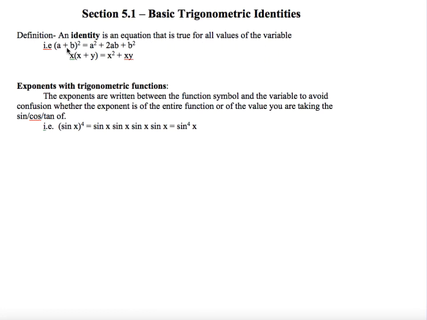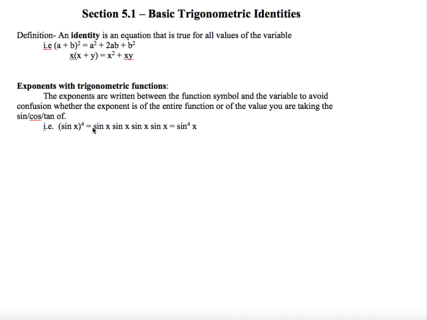When I take a plus b and I square it, when I multiply those together every single time, I'm going to get a squared plus 2ab plus b squared. So I know that that's true always. X times x plus y. When I distribute that x through, it means it's equal to x squared plus x times y, and that's true all the time, no matter which value I have for x and which value I have for y.